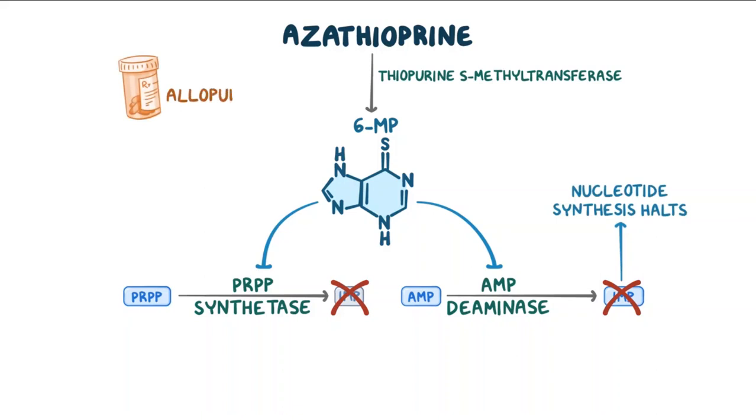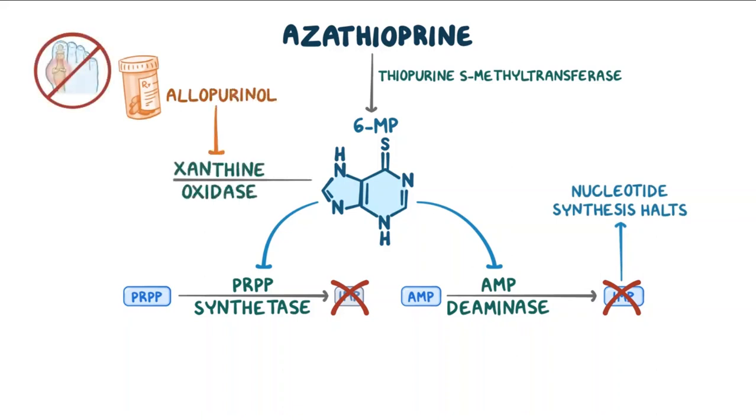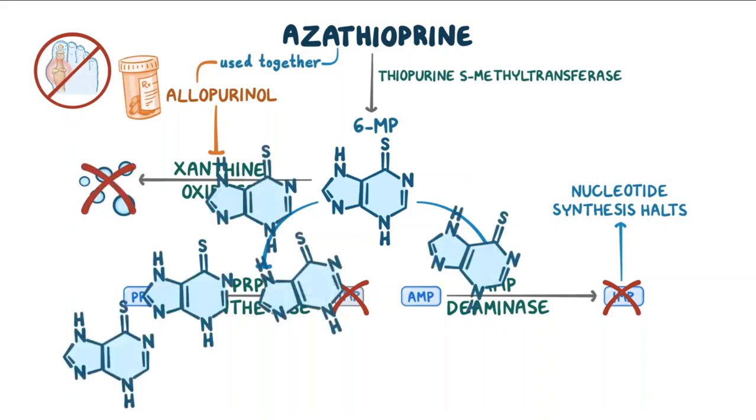Notice also that allopurinol, which is an anti-gout medication, inhibits xanthine oxidase, which is the enzyme that metabolizes 6-MP. And when azathioprine and allopurinol are used together, 6-MP increases to toxic levels.